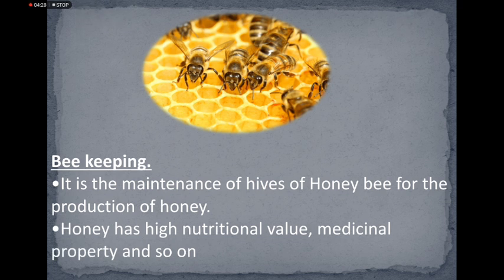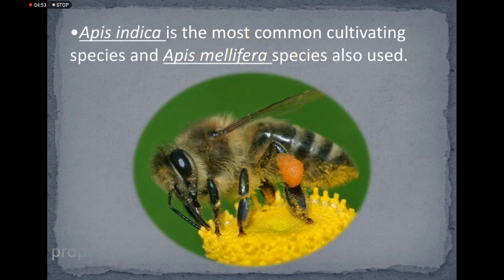Beekeeping. It is the maintenance of hives of honeybees for the production of honey. Hives means the living place of honeybees. Honey has high nutritional value, medicinal properties, and so on. Apis indica is the most commonly cultivated species and Apis mellifera species are also used.